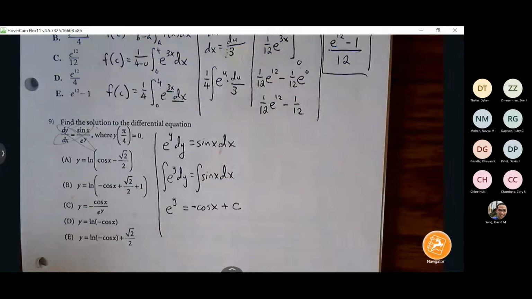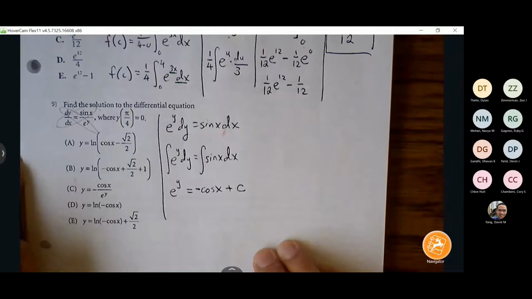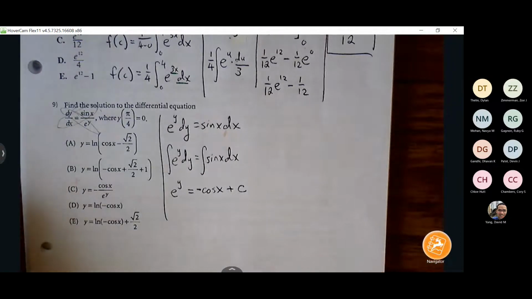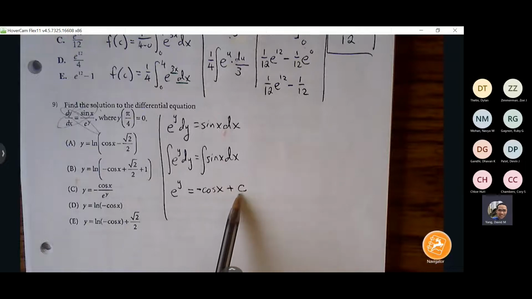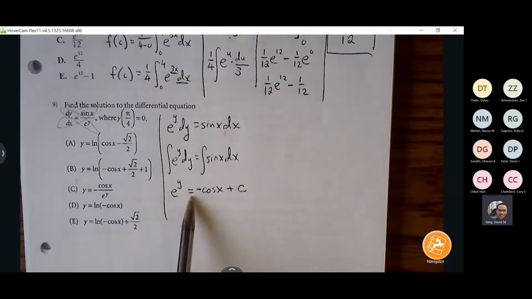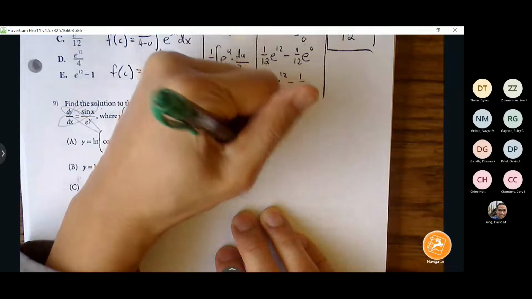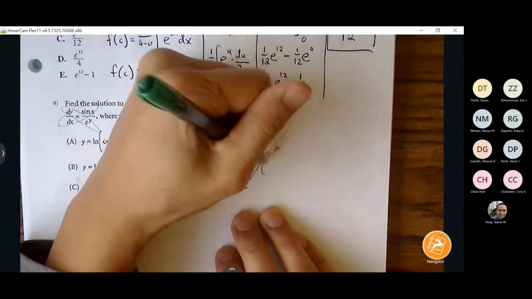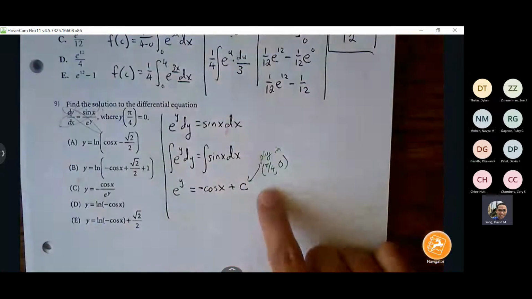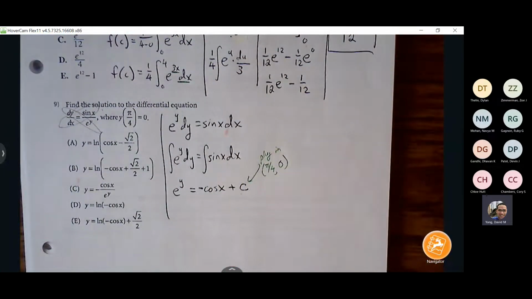Let's see. It's up to you what you want to do. Either you can solve for C now, or you can wait until the end. I feel like maybe it's a little bit easier now before the natural log shows up. So I'm going to just go ahead and solve for C here. So I'm going to substitute in pi over 4, 0. Pi over 4 in for x and 0 in for y.